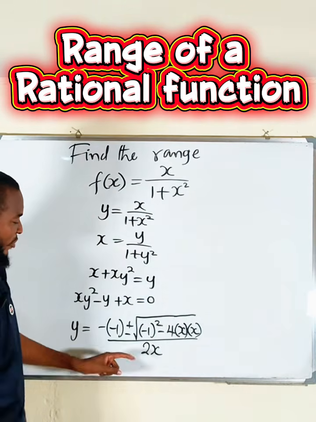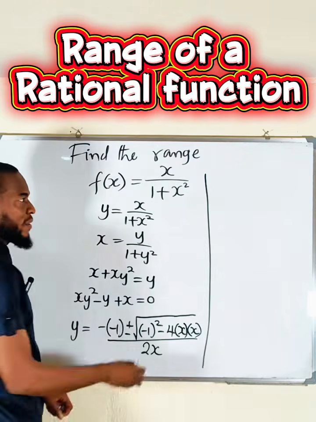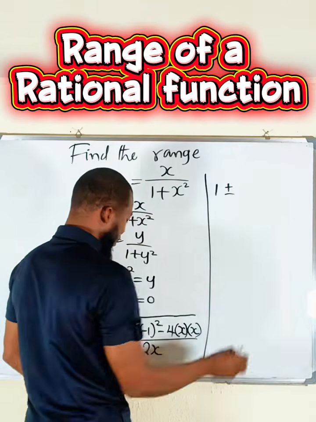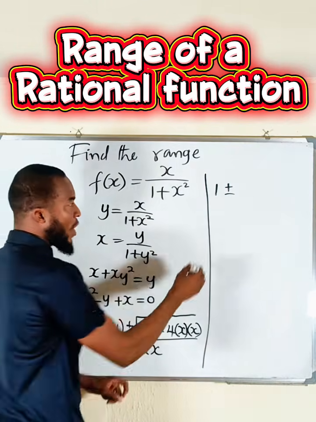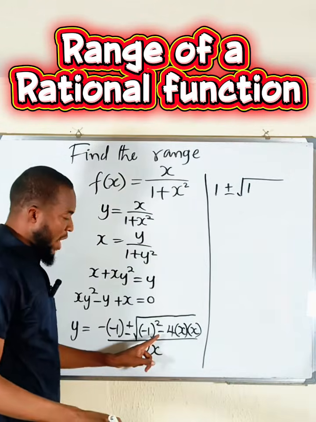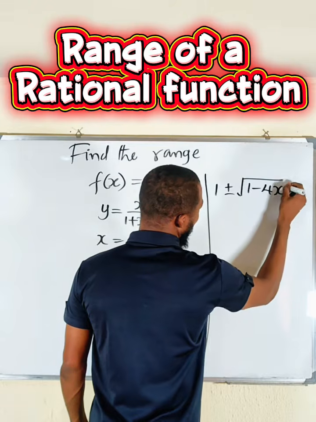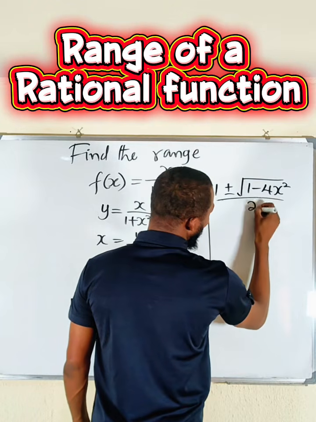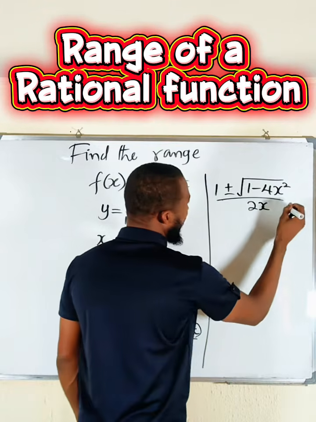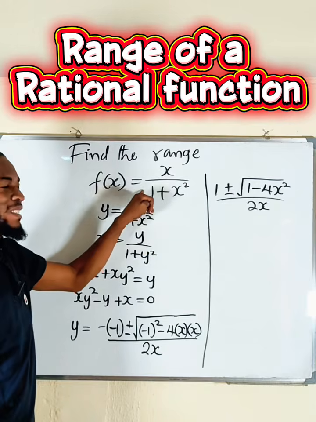Let's simplify. Minus minus is plus. So we have plus 1. Plus or minus. This is 1 squared is 1. Inside the square root, we have 1 minus 4x squared, divided by 2a. That is 2x. All right, so this is the inverse function of this.